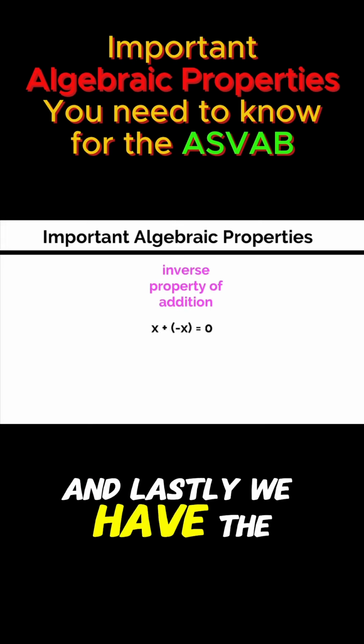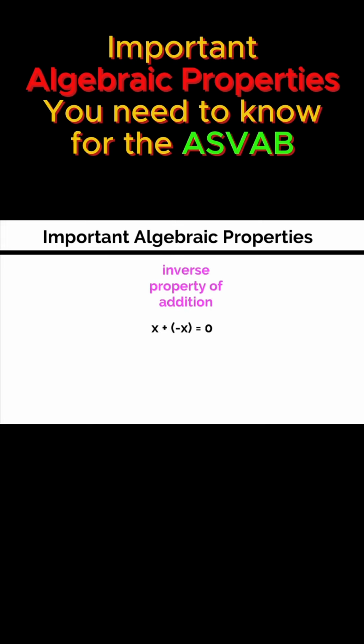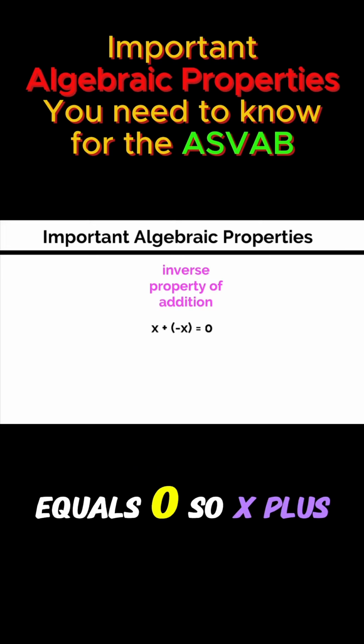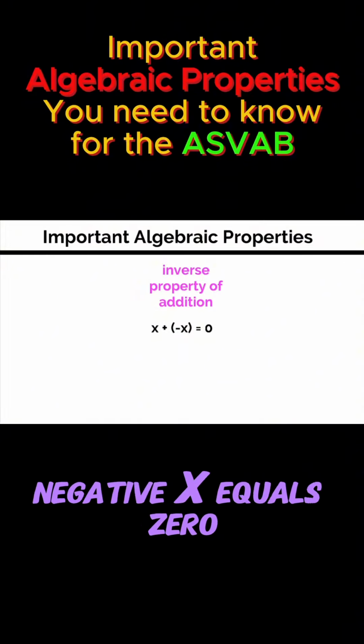And lastly, we have the inverse property of addition. This says that anything plus its additive inverse equals 0. So x plus negative x equals 0.